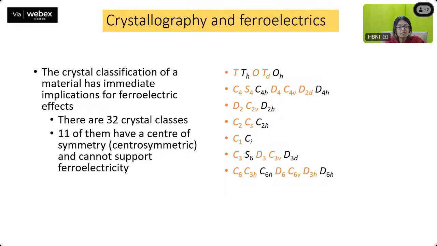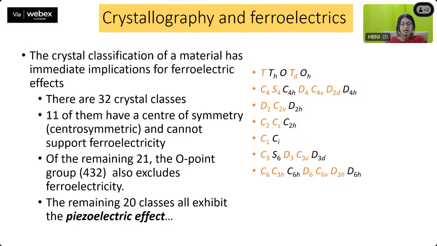So you have to understand that 11 of them, the ones which I have given in black, are basically the ones which have center of symmetry, centrosymmetric. And so these will not support ferroelectricity. So if you have these particular crystal classes in a material, you know that they are not ferroelectric. Then there is one more. So out of these 32, now 11 are gone. Out of the 32, now there are 21 left. Out of these 21, if you look into it, there is this O. So this O point group or 432 also excludes ferroelectricity.